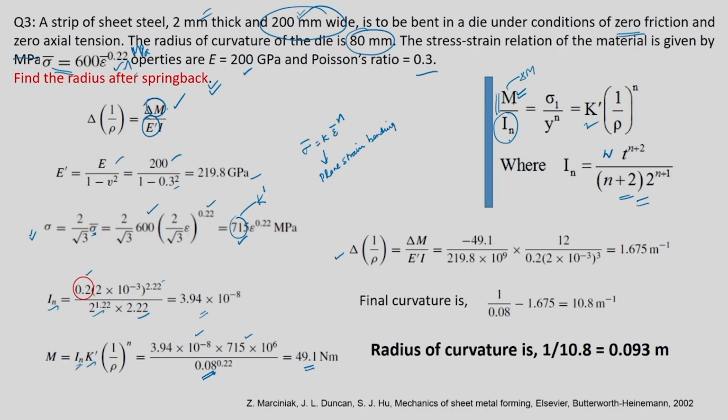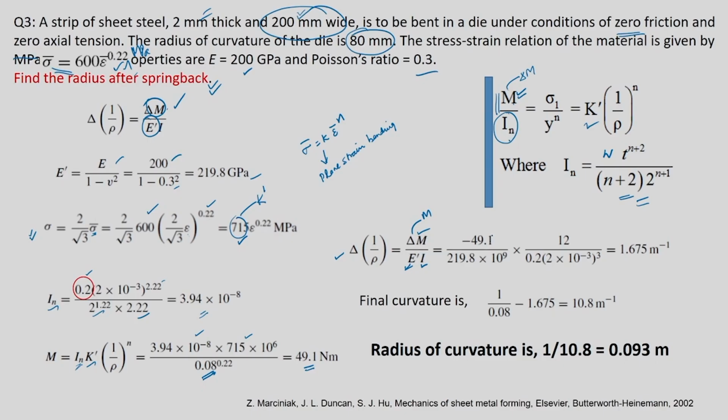So, del 1 by rho is nothing but del m divided by E dash I. So, all are known to us now. E dash already obtained, 219.8 GPa, I we can calculate, which is nothing but W T cube by 12 here. You have to be careful, it is T cube by 12 for unit width, but it will be W T cube by 12 in this particular case because W is given. Del m is nothing but your m, which you already know. Okay, we can substitute all these things.